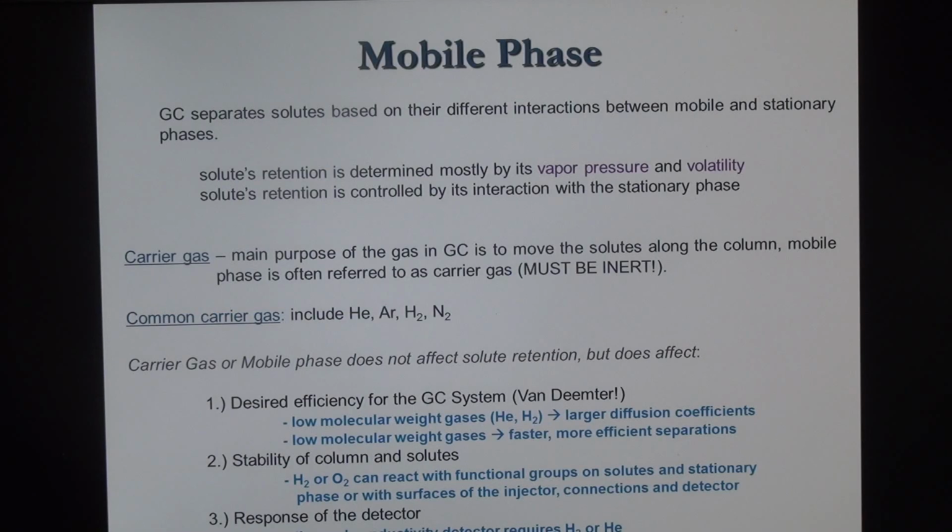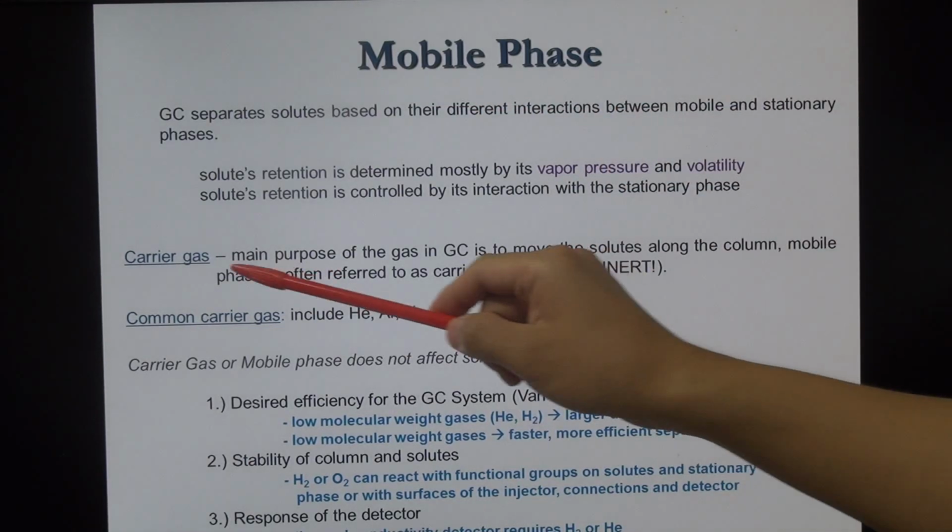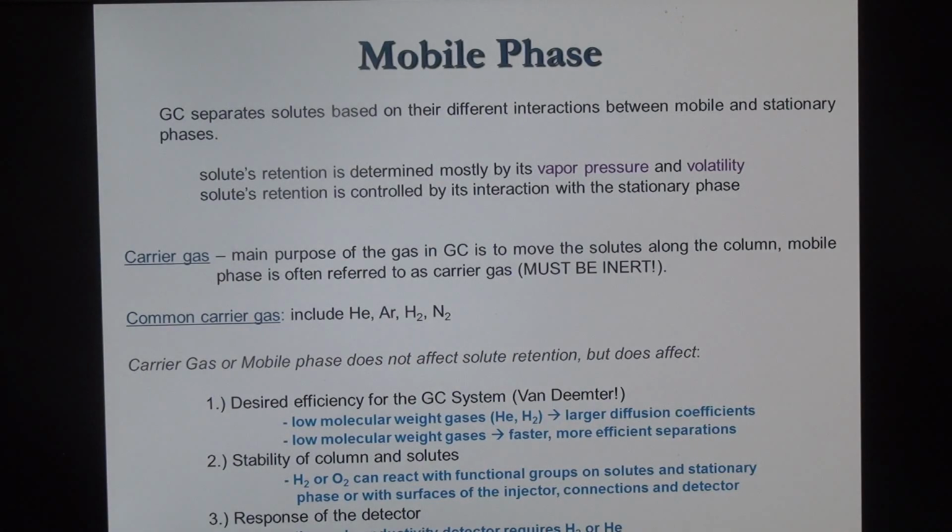So I already mentioned that for GC, mobile phase is gas. We also call it carrier gas.